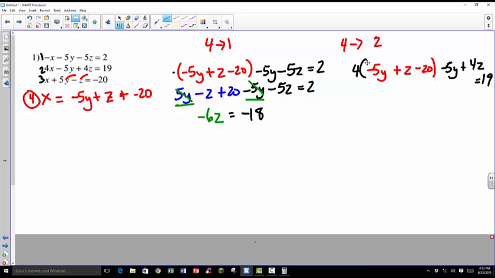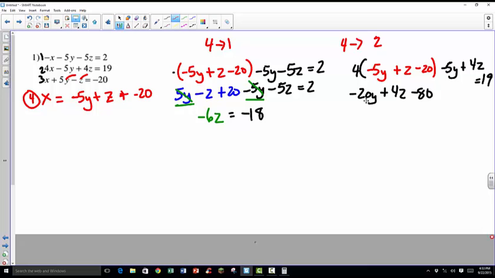All right, next problem. Over here, let's clean that up a little bit. So 4 times negative 5y gives us a negative 20y. 4 times z gives me the positive 4z. 4 times a negative 20 gives me negative 80. And everything else just stays where it was.